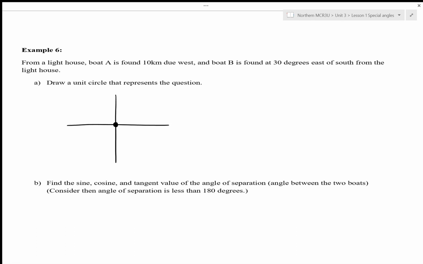Now, a boat is found 10 kilometers due west. So that means boat A is right here, and the distance here is 10 kilometers. And then boat B is found at 30 degrees east of south. So this is south. So east of south, that means this is 30 degrees. So I know that this is 60 degrees. Okay. Now, so that's the drawing.